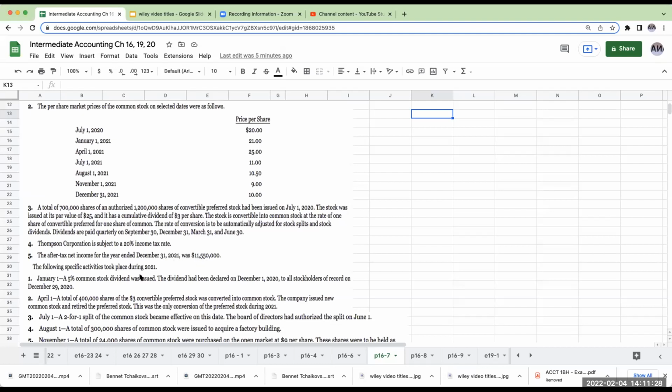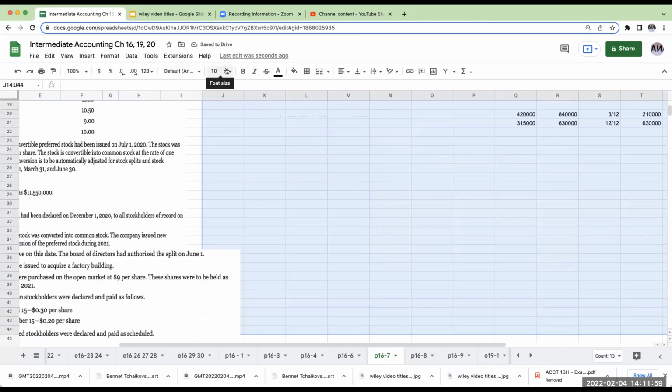The following specific activities took place during 2021. On January 5th, a 5% common stock dividend was issued. The dividend had been declared on December 1st to all stockholders of record on December 29th, 2020. So what's going to happen here is that, in terms of common shares, we'll say this is on 1/1/21, we had 2 million common shares.